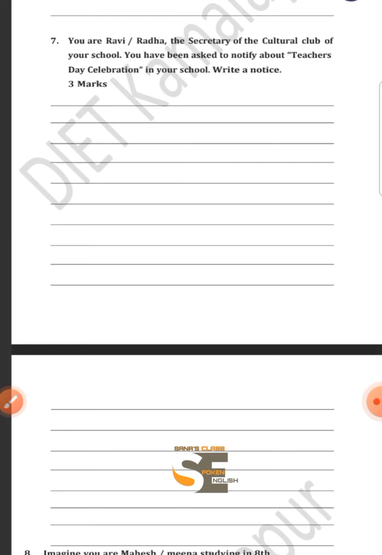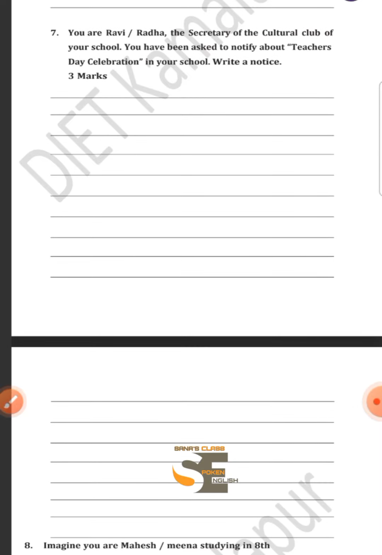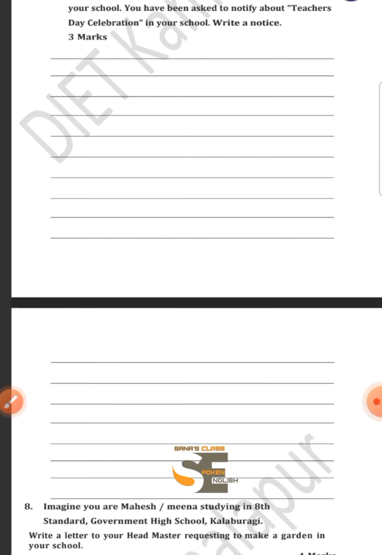Okay, in the next you should write date, on what date you are going to issue the notice. That date you should mention. For example, today you are going to issue the notice, right? So you can write 26th of March 2023 in the second line. Okay, and then you should start with attention students. Then you can write like this.